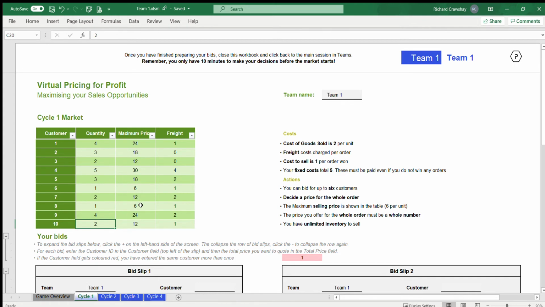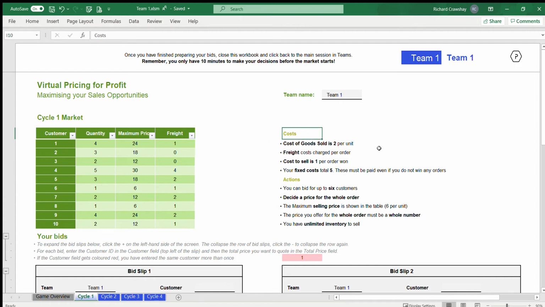The maximum selling price we already know is 6 per unit. Just to make it easy for you, you can see the maximum price that each customer is prepared to entertain for what they want. There's an additional column here where we're introducing the idea of a freight cost. Some customers will be much closer to where you produce your product, and some will be much further away, so the freight costs give you an indication of their proximity to your manufacturing capability. Customer 1 has a freight charge of 1, customer 2 a freight charge of 0, customer 3 a freight charge of 0, so customers 2 and 3 are very close. Customer 4 has a freight charge of 4. There must be some considerable distance.